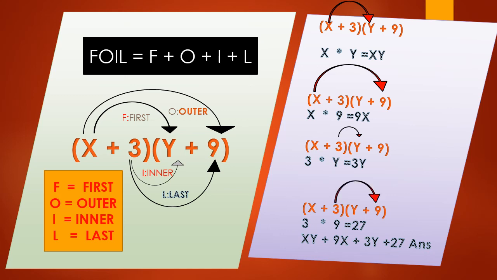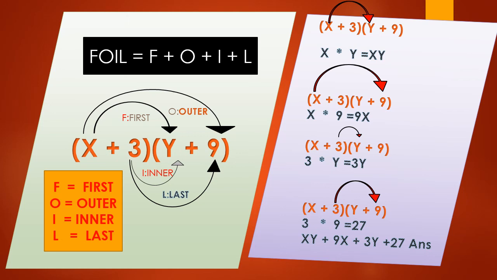In this way, 3 and 9. So these are the last terms. The 3 in the first expression and 9 in the second expression. By multiplying 3 with 9, we get 27. And 27 will be the last term of our answer.